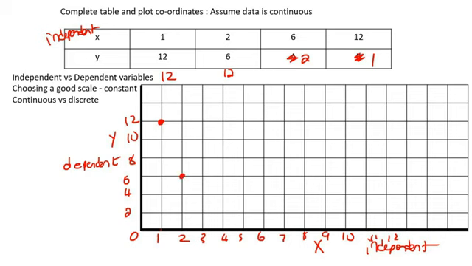And then the next one is 2 and 6. And then x is 6, y is 2. And then 12 and 1. Oh no, 12 and 1 would be here.